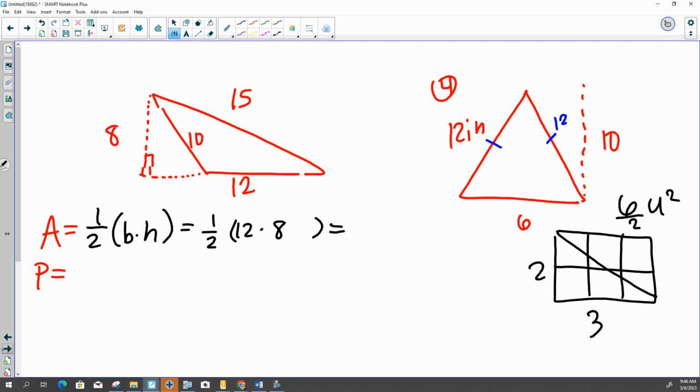All right, did you get this one, Maddie? What'd you get? And is there units? Yes, centimeters squared.